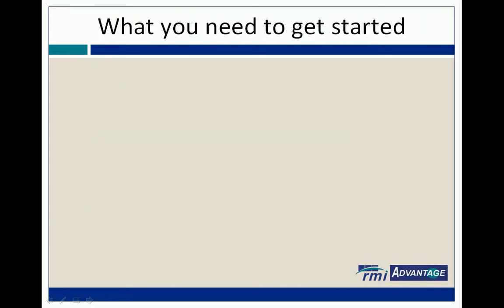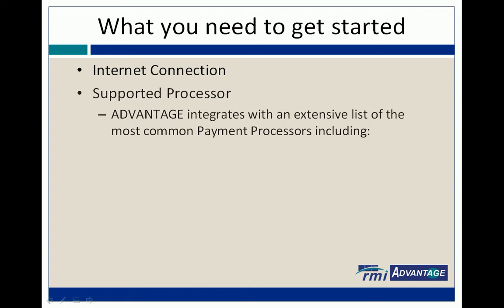So what is it that you need in order to use the Advantage Credit Card solution? First, an internet connection. Second, we need to have a supported processor. Advantage integrates with quite an extensive list of payment processors, and I've listed some of them here just to get an idea of what they are. First Data, PayFlow Pro, and TSYS, or also called Vital. Now let's take a look at how this works in Advantage.